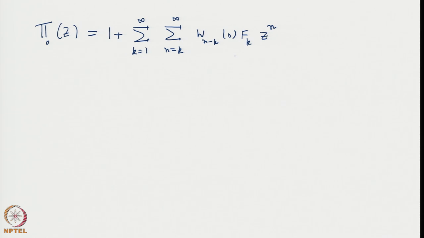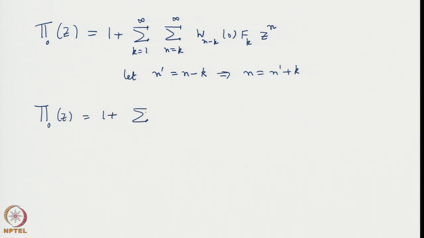I can regularize this sum now by redefining a new integer space. Let n prime equal to n minus k in the inner sum. That means, when n equal to k, n prime will vary from 0 to infinity, and n minus k will be n prime, implies that n equal to n prime plus k. And now, pi naught z will be 1 plus the sum k equal to 1 to infinity, and in the n prime variable it will be 0 to infinity, w n prime 0, f k, z to the power n prime plus k.